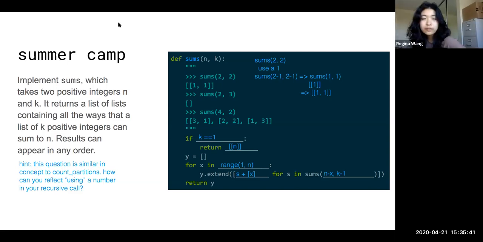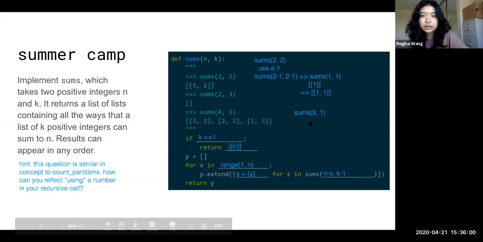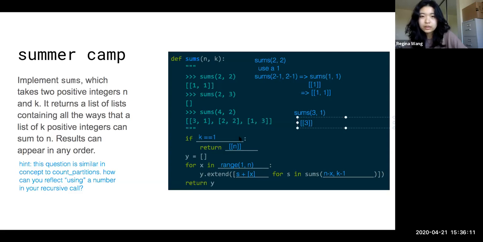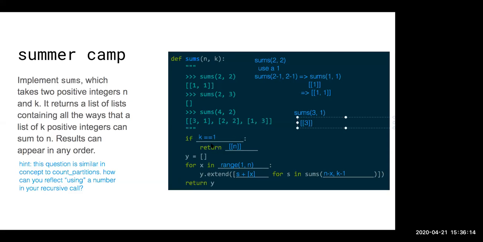Yeah, so if you were given sums 3, 1, the question spec is telling us to return a list of lists of the ways that positive integers can sum to n. So the only way one positive integer can sum to 3 is if we just have a list of lists that has 3 inside. So that's what we're doing in the base case.